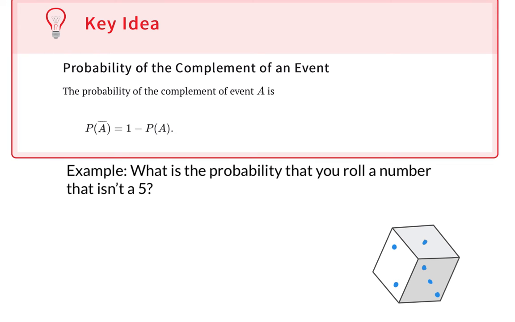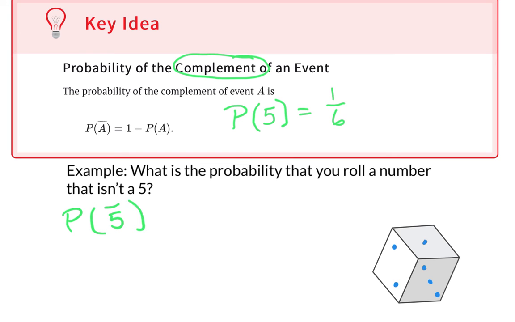One of the key takeaways in this section, section 13.1 in your book, is the idea of the complement of an event. We talked about complementary angles. They add up to 90. That's kind of a different thing here. When we talk about the complement, that's the probability that something doesn't happen, the probability that the opposite of something happens. For example, the probability that I roll a 5, I could write as probability of 5. That was 1/6. The probability that it's not a 5, I would write as probability of 5 with a line on top of it. So the probability that my roll is not a 5.